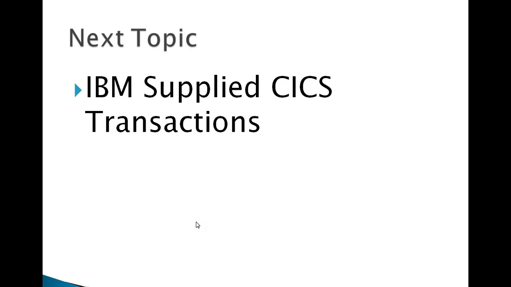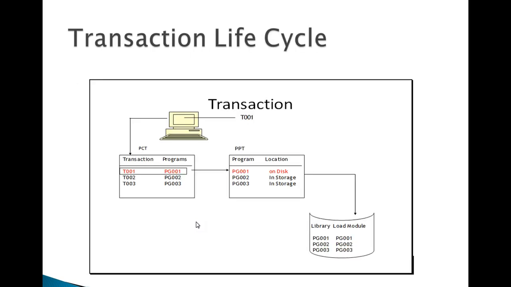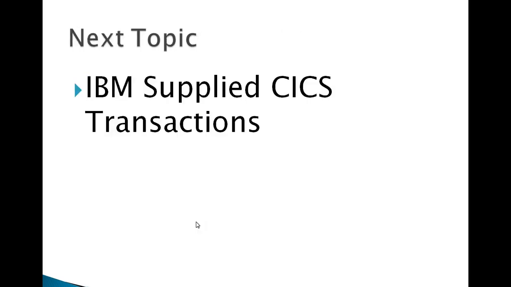But how do we bring them online? What is the process behind this? How do these transactions and programs get registered? Is there any way to do that? We are saying that there is a transaction, it will check the PCT, PPT and library and goes on. So now my question is, how are these being registered? What is the process? Yes, that is done with the help of IBM supplied CICS transactions, where we have CEDA, CEMT and CECI.